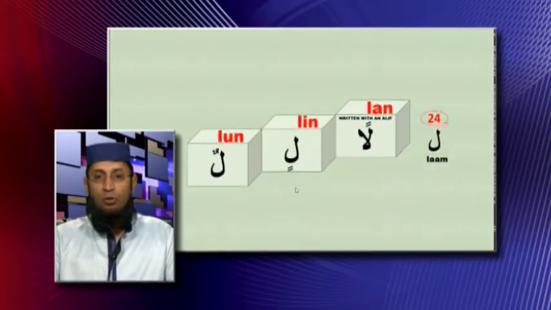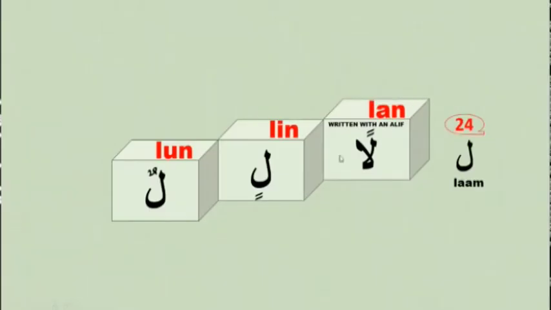Letter number 24 is the letter lam. When we put fathatain on top of it, now look at the shape of it. It's lan written with the alif. The other letters, the alif stands out quite clear as you normally know it. Here the shape of the alif is a little bit different. So here we say lan, kasratain lin, and dhammatain is lun. Lan, lin, lun.